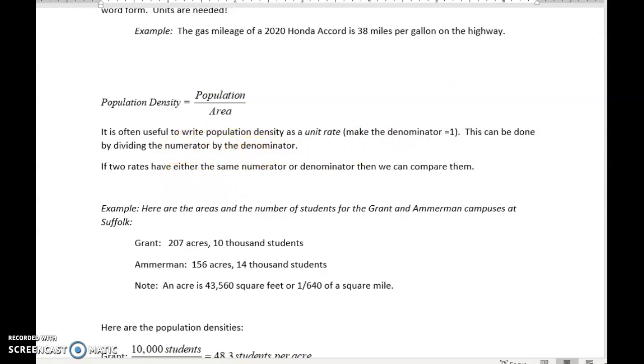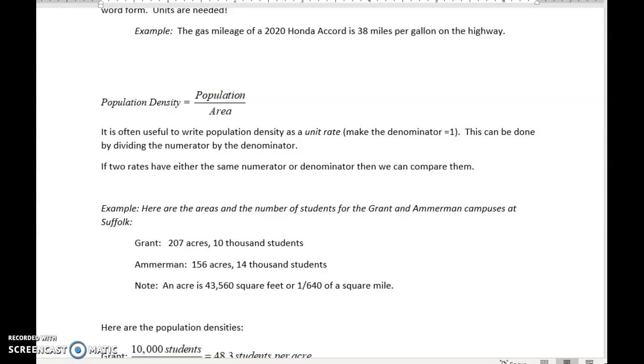We do that so that we can compare. So if two rates have either the same numerator or denominator, we can compare them very easily. But sometimes it's difficult to make the numerators the same, and making the denominators both equal to 1 is very simple because we just have to divide.